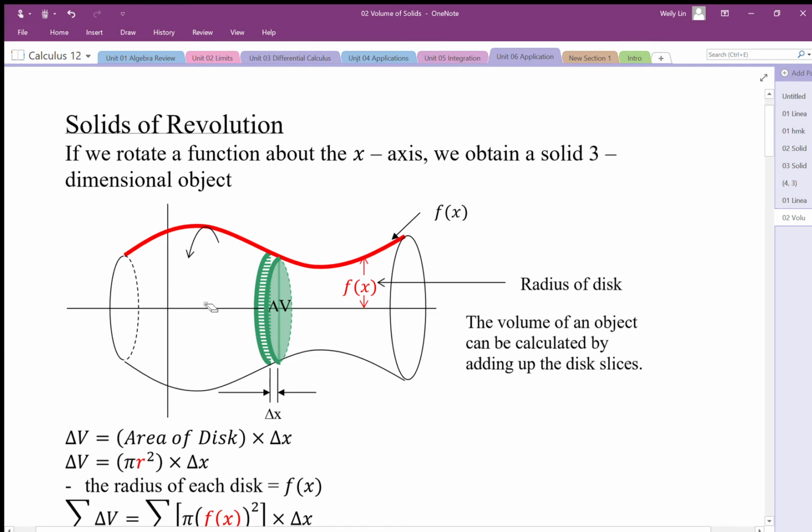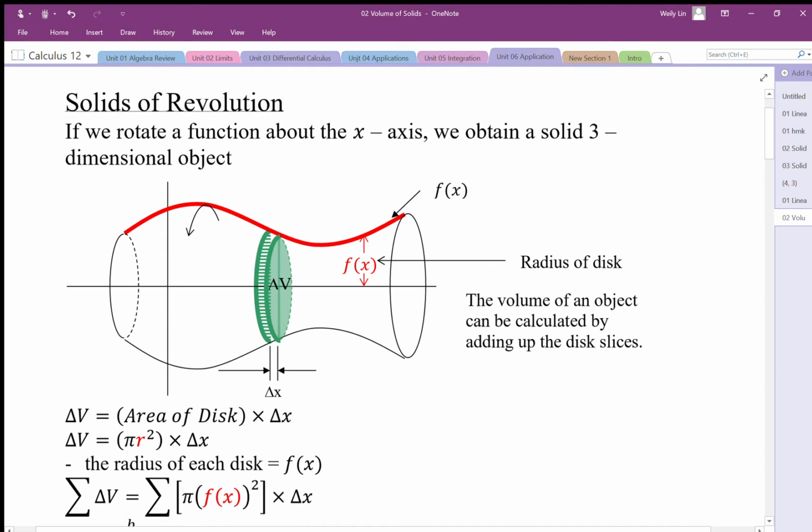I can stack all these volumes together, or in other words, integrate, add up all these slices, and I'm going to end up with the volume of the whole object. So that's the idea around calculating these solids. We take this idea of area times thickness gives us the volume of this piece, and we integrate or add up all those pieces to get the volume of the object.